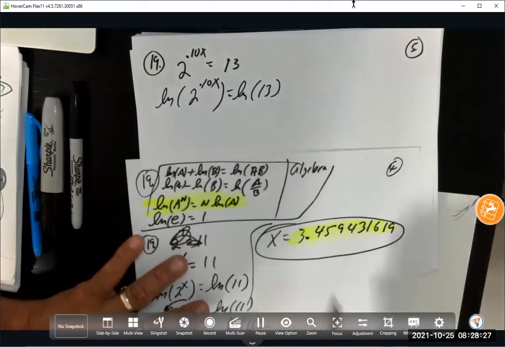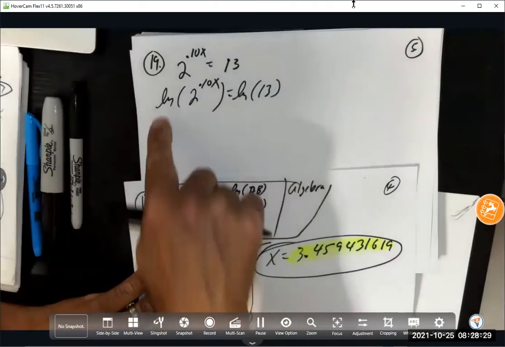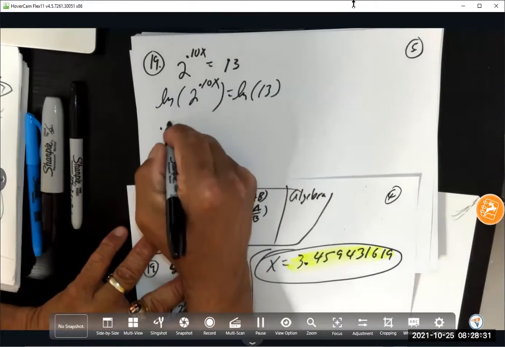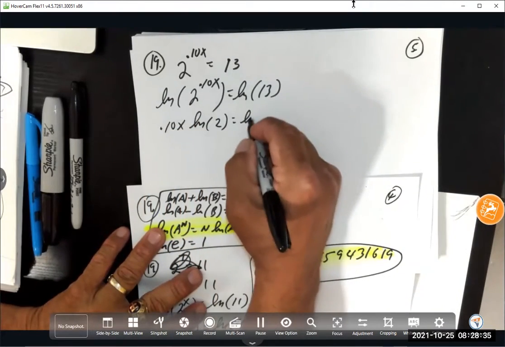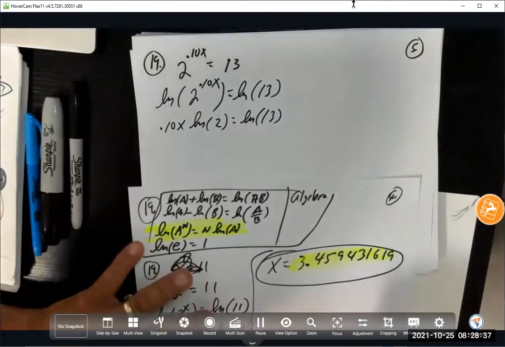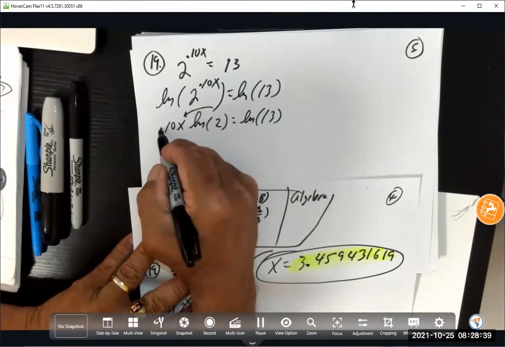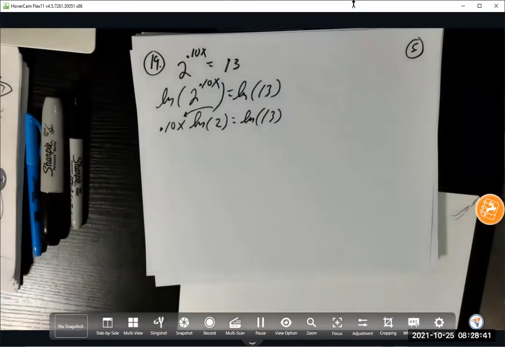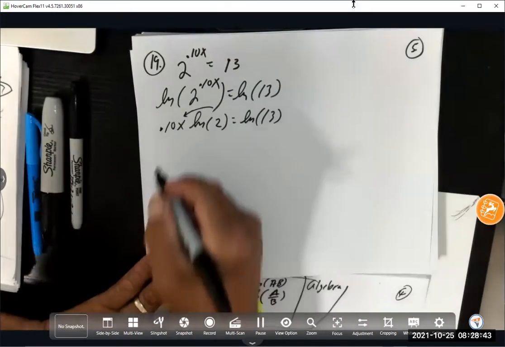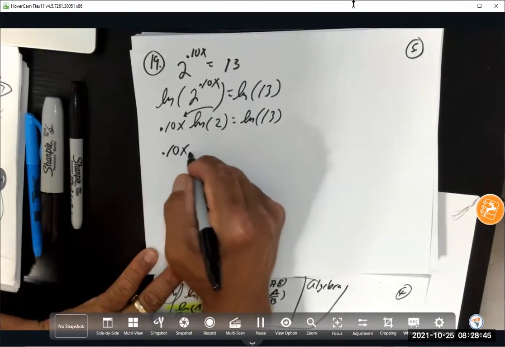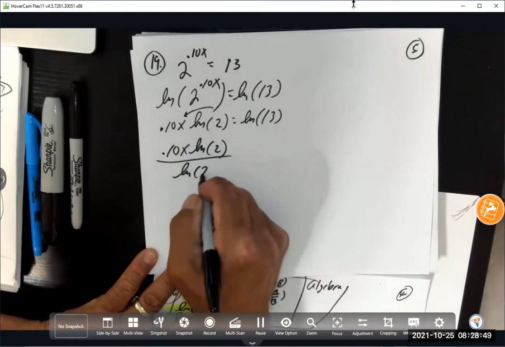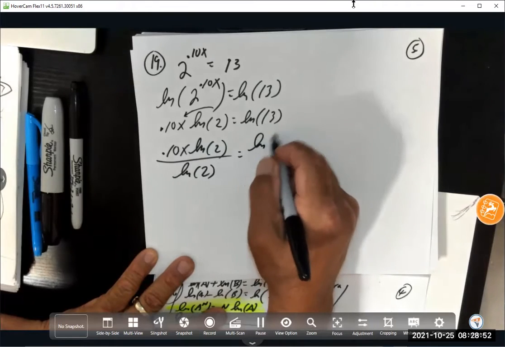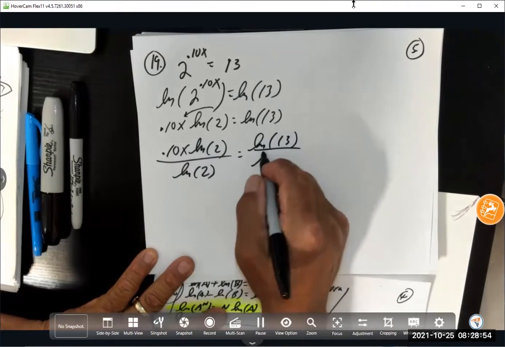All right, so now there we go. This number to this power is this. So 0.10x times ln of 2 equals ln of 13. Is that okay? The power goes to the front, all of it, with the decimal and everything. Now I'm going to divide this side by ln of 2, and I'm going to divide this side by ln of 2.